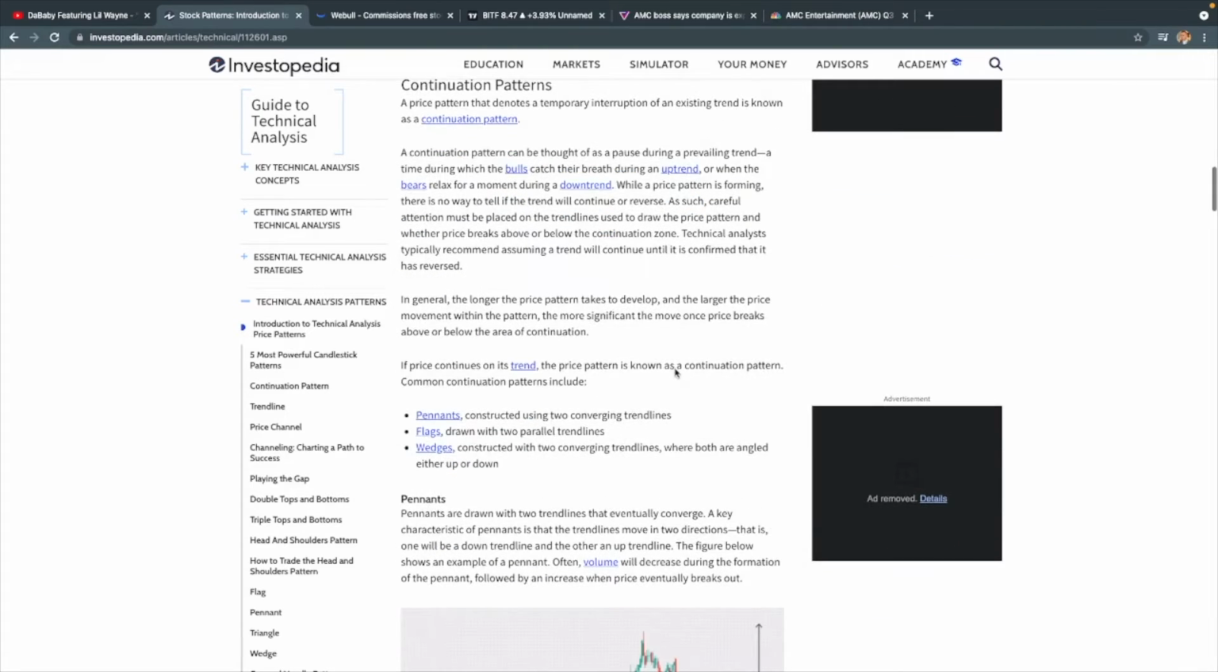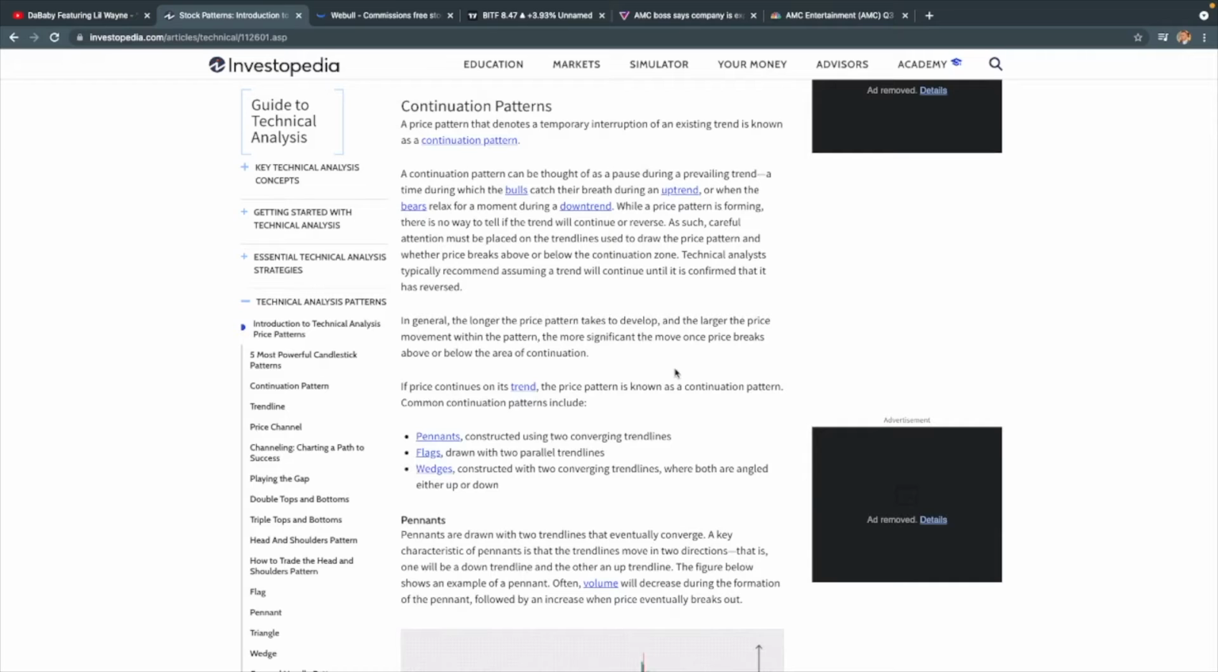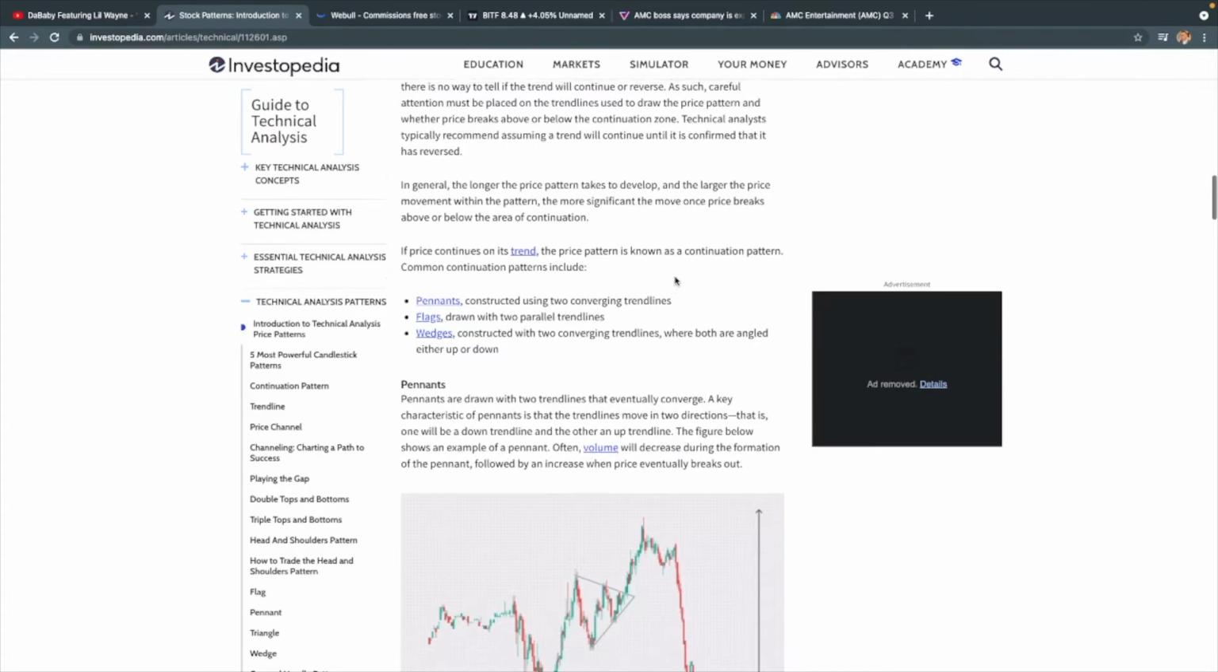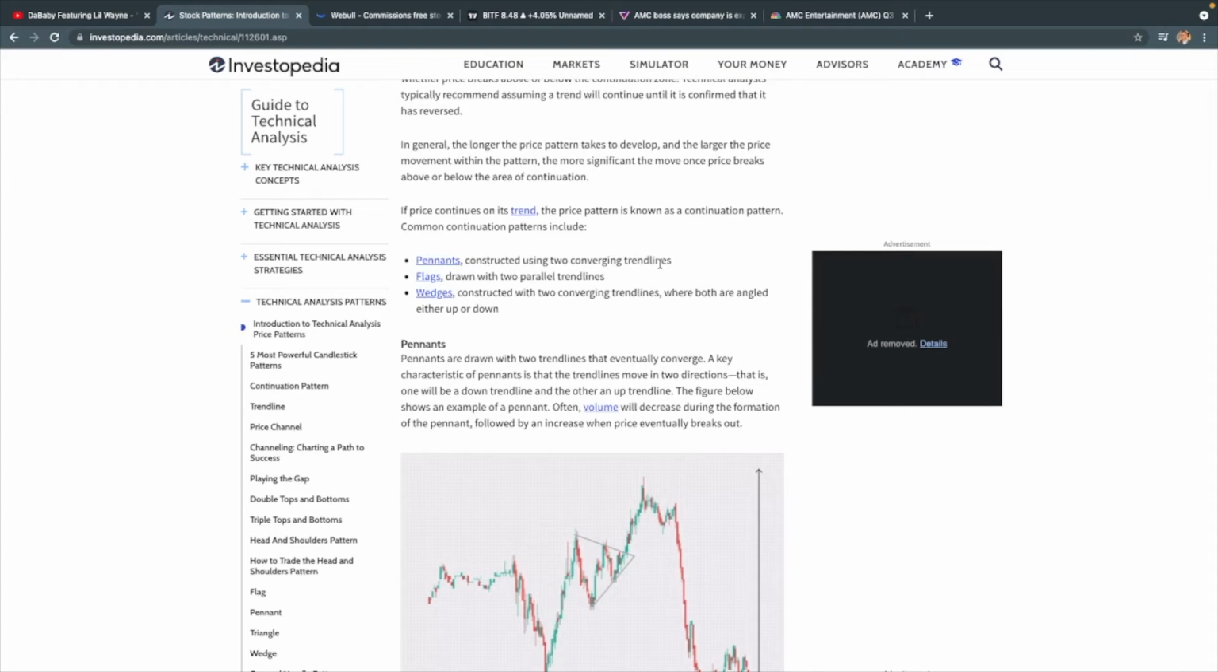So let's talk about some continuation patterns, right? A continuation pattern can be thought of as a pause during a prevailing trend, a time during which the bulls catch their breath during an uptrend, or when the bears relax for a moment during a downtrend. In general, the longer the price pattern takes to develop, the larger the price movement will be within the pattern, the more significant the move once price breaks above or below the area of continuation.